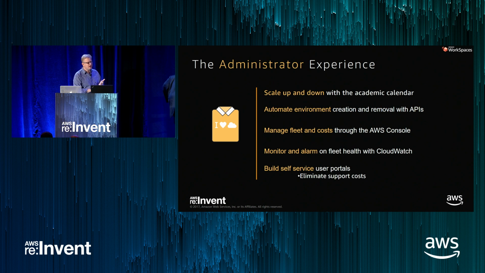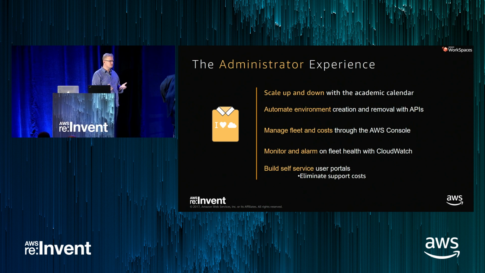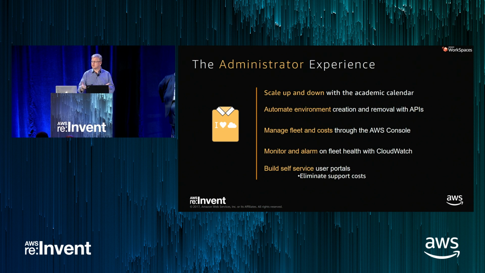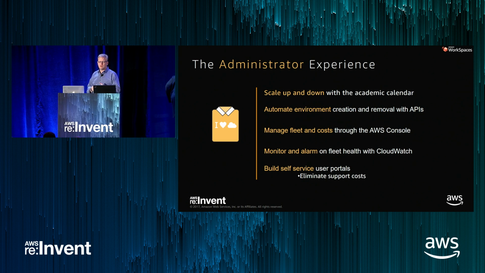So scaling up and down with the academic calendar. So that is spin up more workspaces, spin up more AppStream environments, and then when you're done with them, you can turn them off. So that means your financials change dramatically, and they really match to the actual need of what you have. Automate the environment creation.